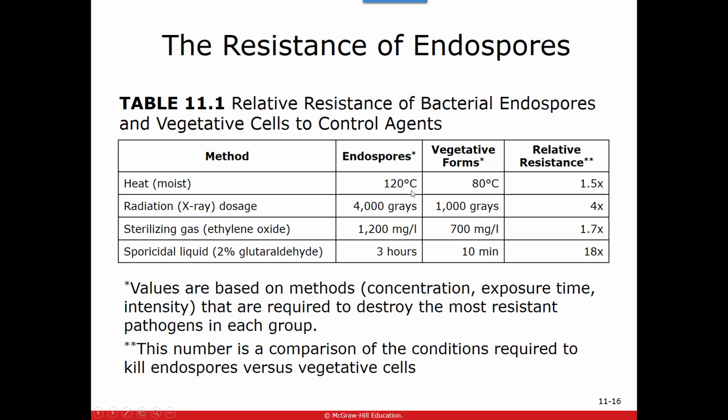Radiation, normal bacteria, you need 1,000 grays in the X-ray dosage. Endospore, 4,000. And the strength of gas is going to be increased with endospores. How long various liquids have to stay on them is a whole lot longer. So endospores are hard to kill. And so if we ever suspect a patient has some type of bacteria that can make endospores, you're going to need the strong methods to kill those bacteria.